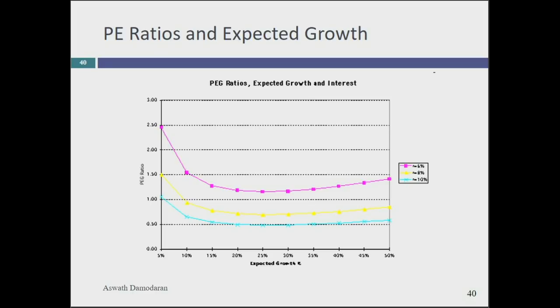Now you've got stocks, low PE, high growth. What's your third screen? Risk. You want low risk? Say, fine, you can use beta. Remember, we're no longer in an intrinsic value world. If you don't like betas, throw them away.